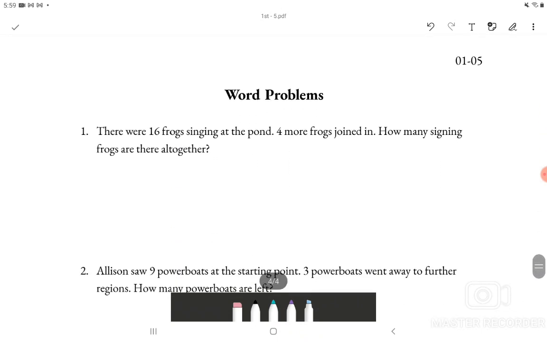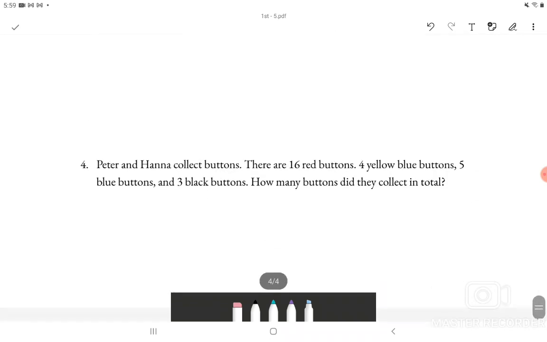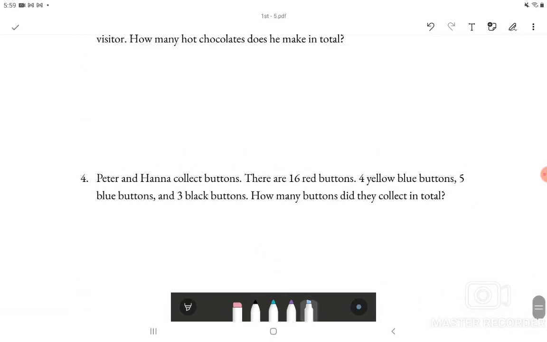And now let's move on to the last section of this worksheet, which is the word problems. We're going to solve the last question together because it seems the most difficult. In number 4, before we start the question, I just have to make a correction. It's supposed to be 4 yellow buttons instead of 4 yellow blue buttons. So just cross that out. It says Peter and Hannah collect buttons. There are 16 red buttons, 4 yellow buttons, 5 blue buttons, and 3 black buttons. How many buttons are there in total?